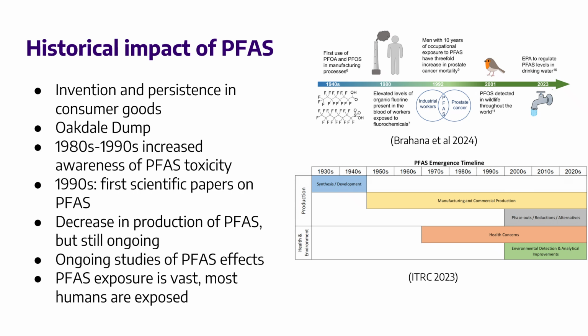The disposal of PFAS by these companies resulted in the Superfund site, the Oakdale dump. Around the 80s, the Oakdale dump was created after the EPA was alerted of hazardous waste. After the Oakdale dump was created, the 1980s and 90s increased the awareness of PFAS toxicity, and 3M and DuPont were under a lot of fire for hiding these properties of PFAS, and this raised the public awareness of it.